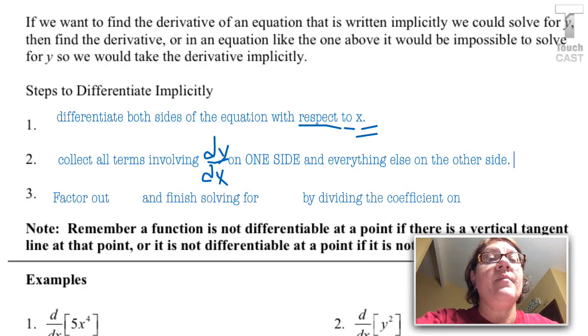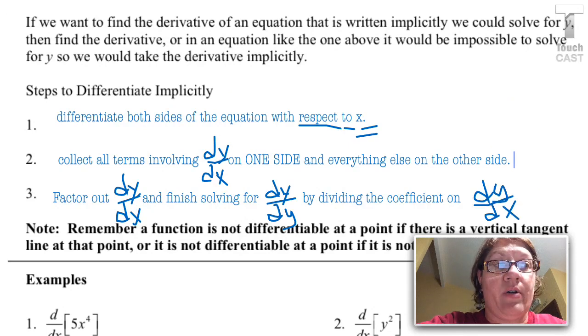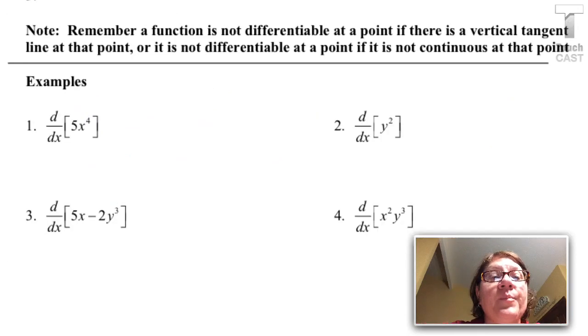And then as the last step, once we have all those dy dx's on one side, we're going to factor out the dy dx, and then we'll finish solving for it by dividing by the coefficient on it. Again, it'll just be an algebra step, so it won't be very hard. Okay, so let's look at some examples.